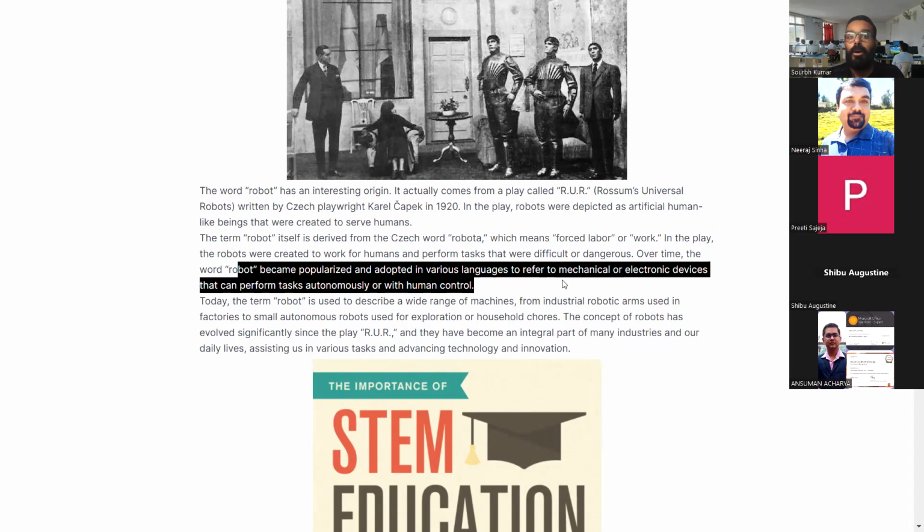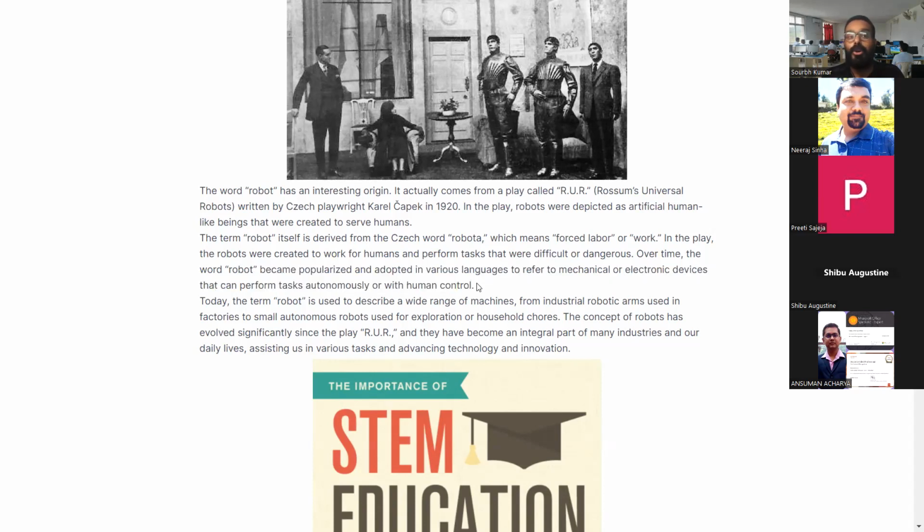Majorly, we focus on the human control part because we don't want our robot to become autonomous. And by the term autonomous, I mean robots.